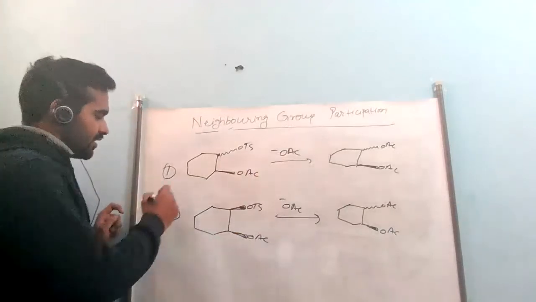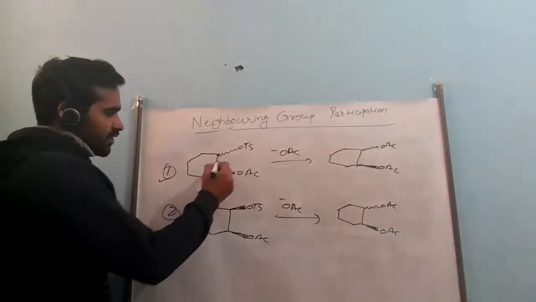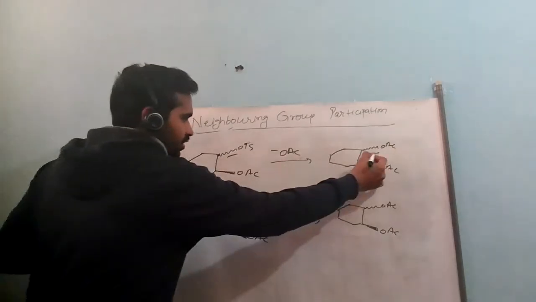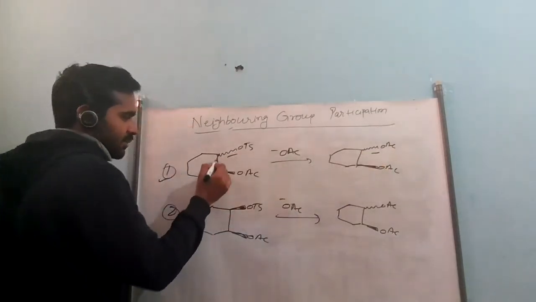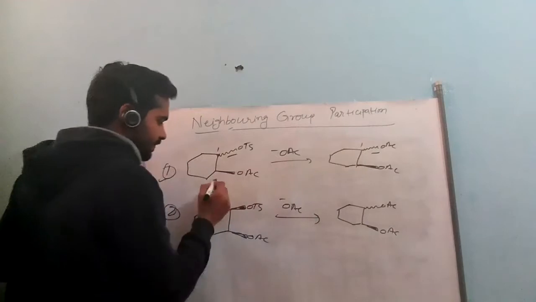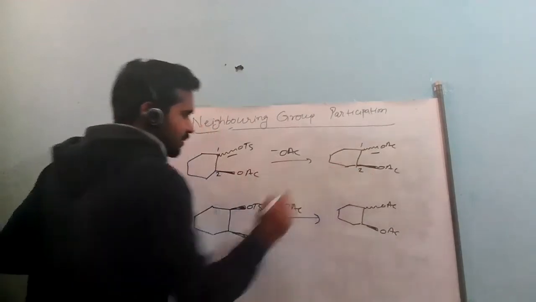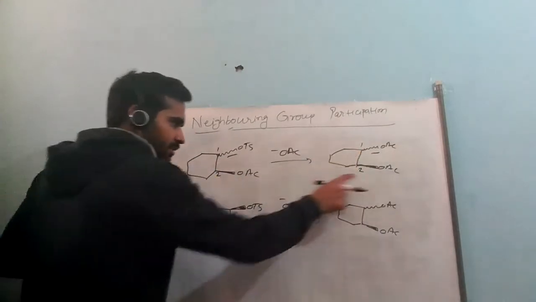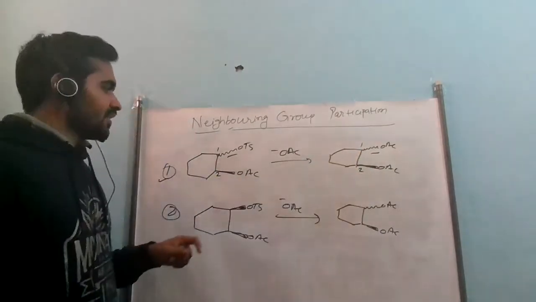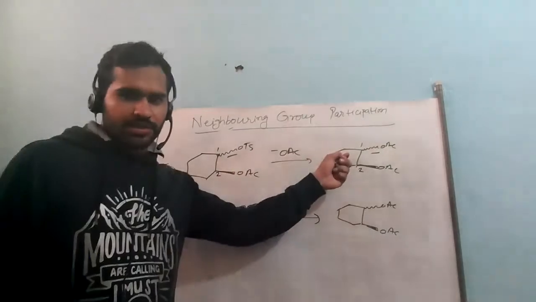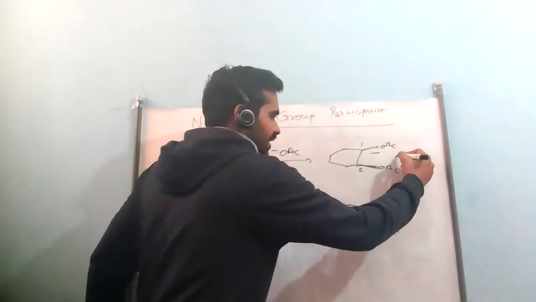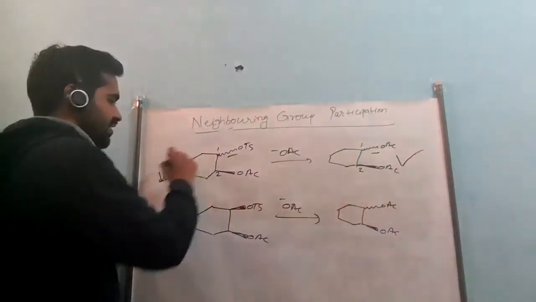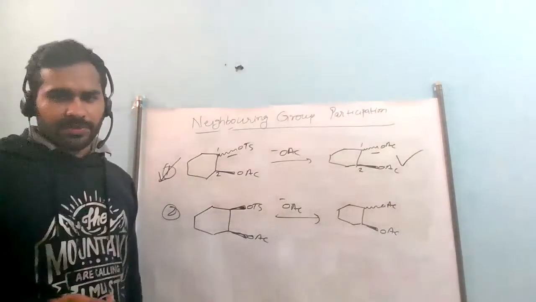See, friends, in this first example, the stereochemistry is below the plane and this is below the plane. Suppose this is first position, and this is second position. First position stereochemistry is the same, second position stereochemistry is the same. Because there is no change in stereochemistry, there will be neighboring group participation in the first reaction.